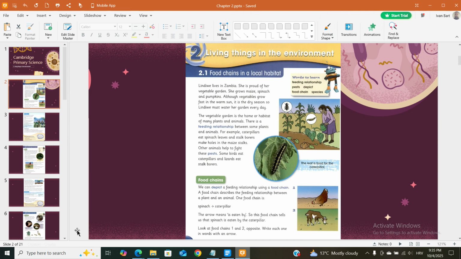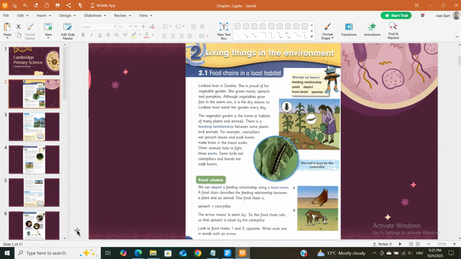There is a feeding relationship between some plants and animals. For example, caterpillars eat spinach leaves and stalk borers make holes in the maize stalks. Other animals help to fight these pests. Some birds eat caterpillars and lizards eat stalk borers. Words to learn: feeding relationship, pests, food chain, species. The leaf is food for the caterpillar.